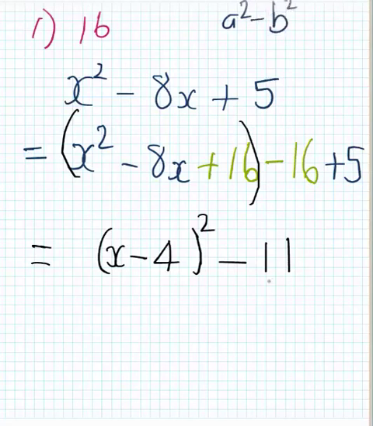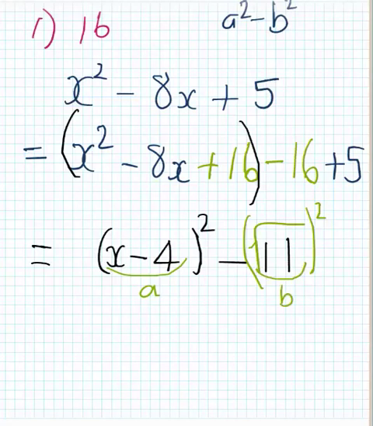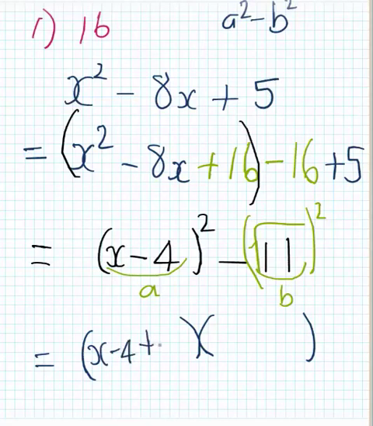We need this 11 to be squared. So let's do this. Let's square root the 11 and then square it. Okay? And then this is going to be our a. The square root of 11 is going to be our b. All we're going to do now is put it in brackets and we are done. And we know that a squared minus b squared is saying (a plus b)(a minus b). So a is x minus 4 plus b, which is the square root of 11. And next, in these brackets, we have a again, x minus 4. This time, take away the square root of 11. And we are done. We have factorized it.